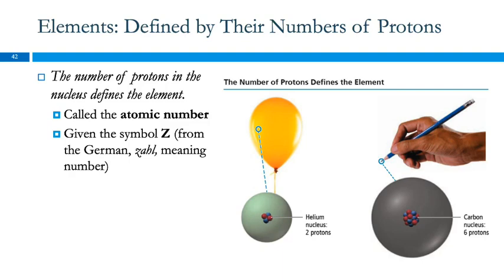The number of protons is called the atomic number, and it's given the symbol Z from the German word for number. You would think it would be A, but there's history there, so it's Z. And that atomic number defines the element.